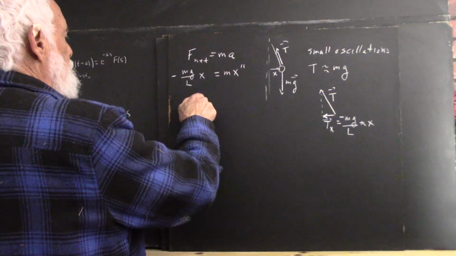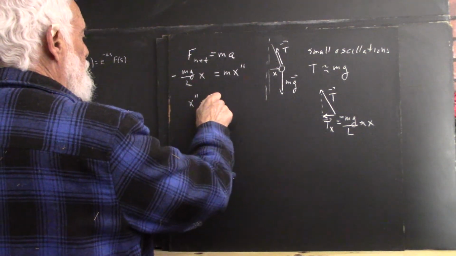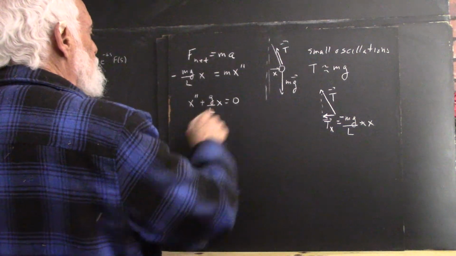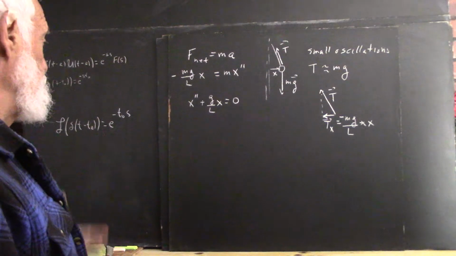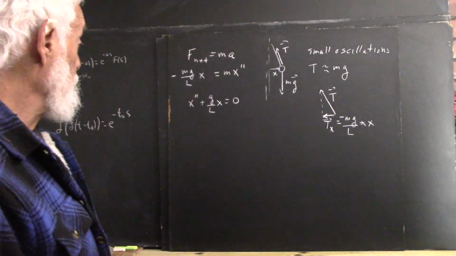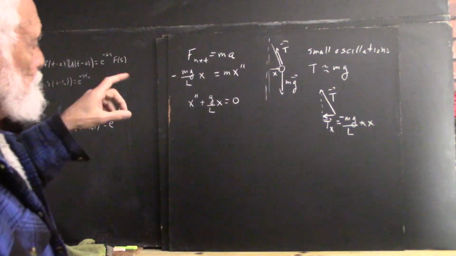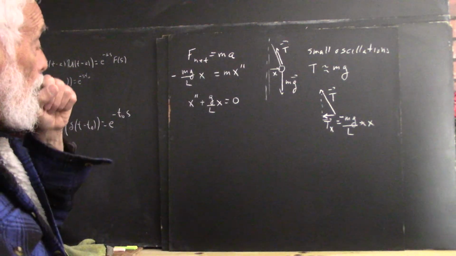Well, this equation becomes x double prime plus g over L x equals 0. Second order differential equation. Linear second order differential equation. This equation has a familiar solution and so forth.